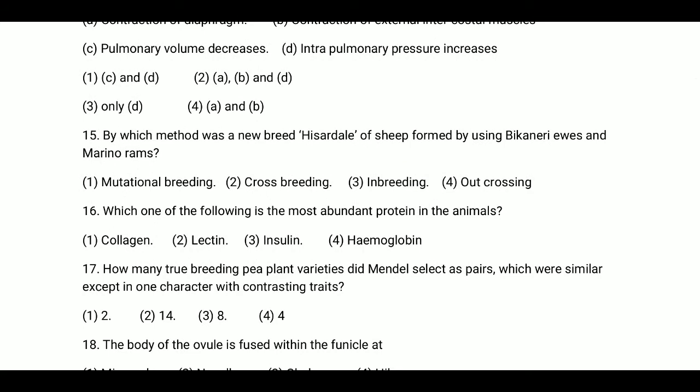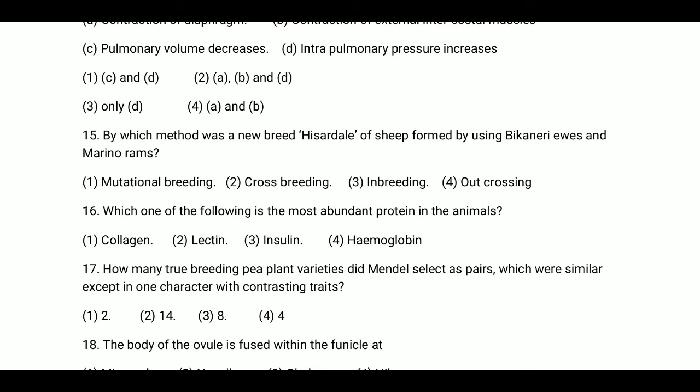Then, by which method was a new breed Hisardale of sheep formed by using Bikaneri ewes and Merino rams? Mutational breeding, crossbreeding, inbreeding, outcrossing. So this is related to the chapter strategies for enhancement in food production. So you have to directly answer this question as crossbreeding, right?